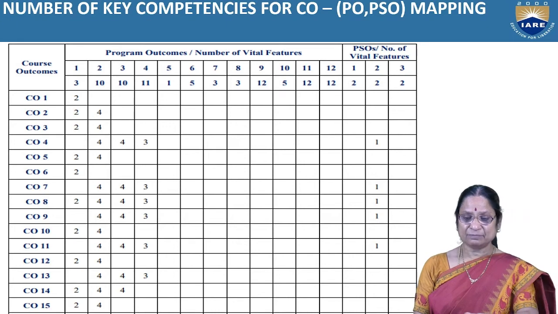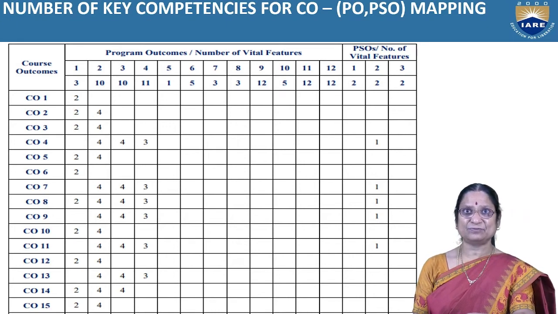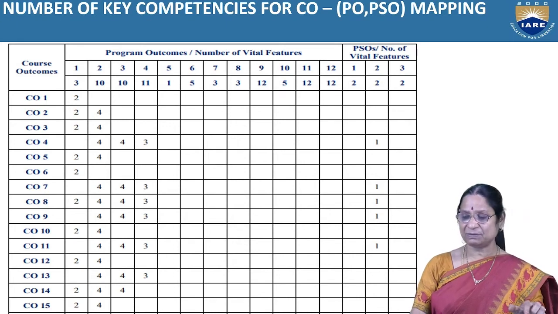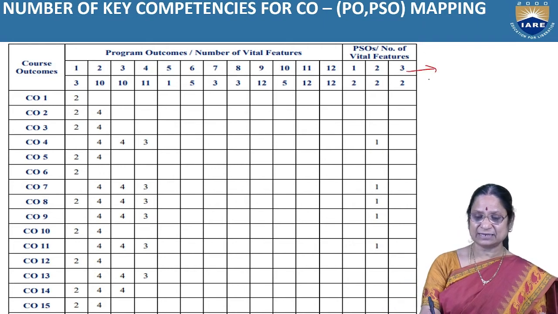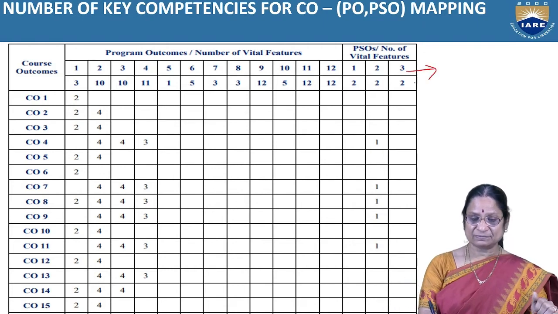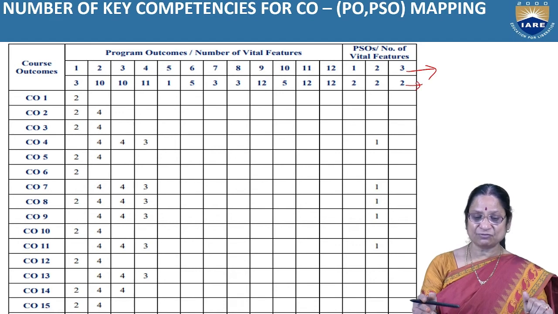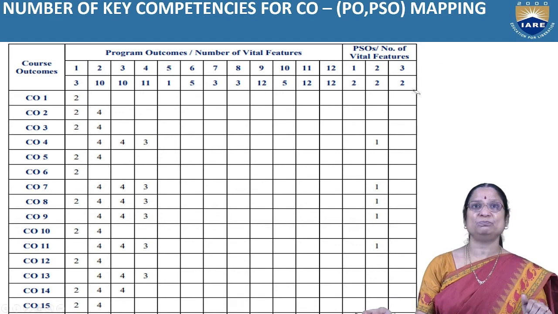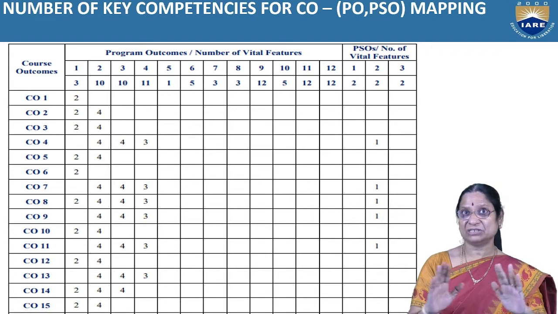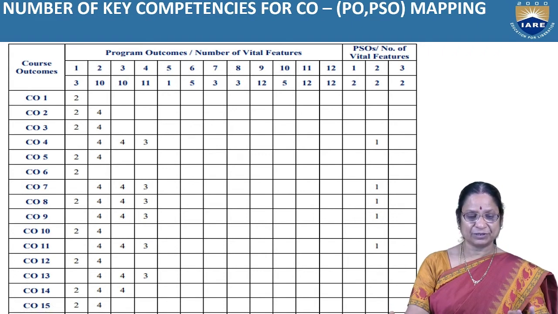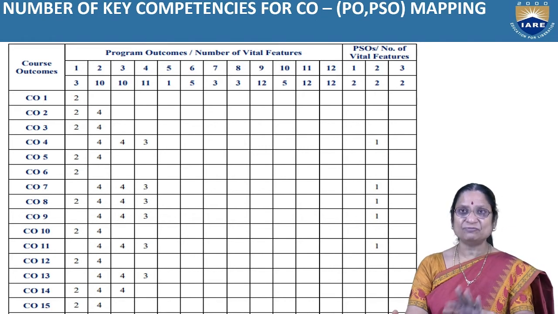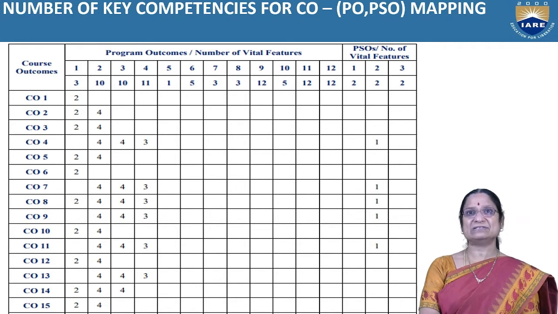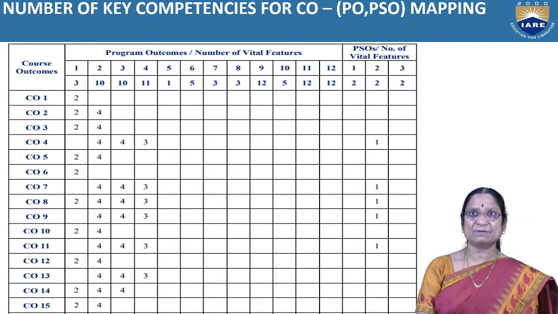In the first column, PO numbers and PSO numbers, first row. In the second row, please observe here, these are POs and PO numbers. Second one is the number of vital features of the respective PO. How many maximum features are there? For PO1, 3, PO2, 10, PO3, 10, PO4, 11. These four I explained to you already. So like that, for all POs were already defined. POs and PSOs, what are the maximum number of vital features are there.